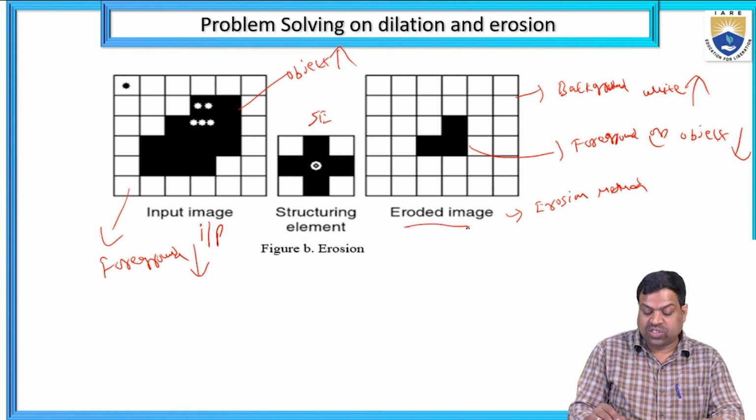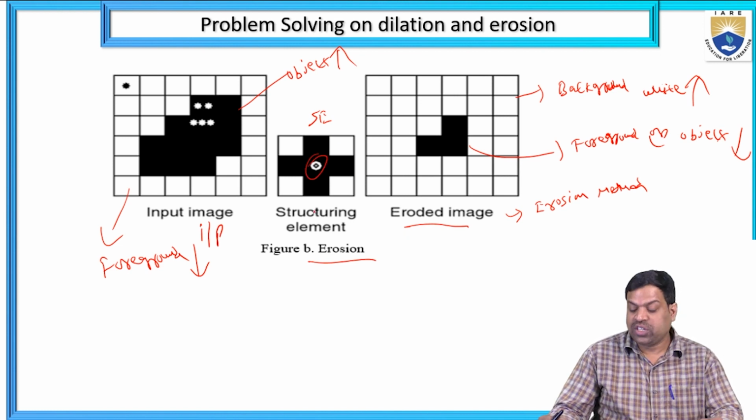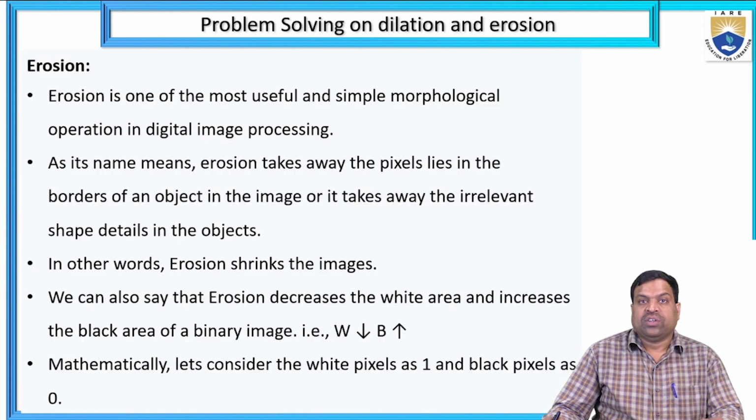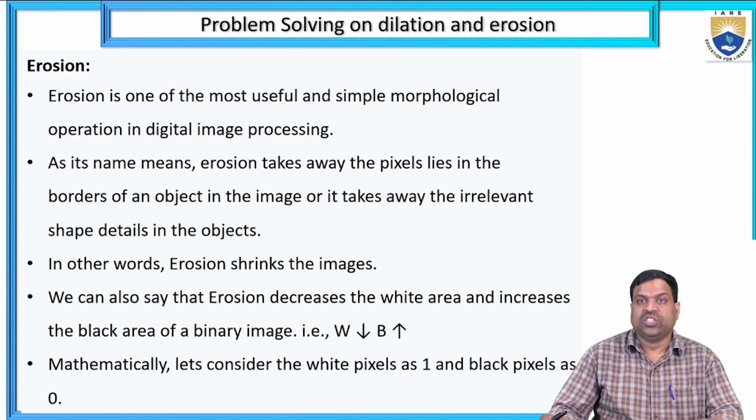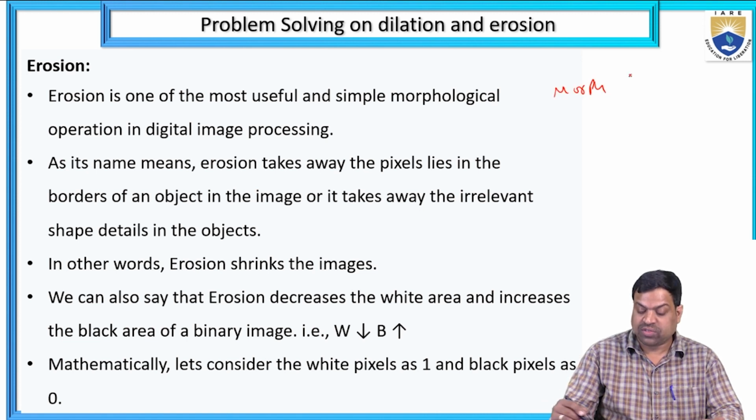So erosion is achieved from the input to the output with the help of the structuring element. Erosion is one of the most useful and simple morphological operations in digital image processing. So what are the morphological operations?